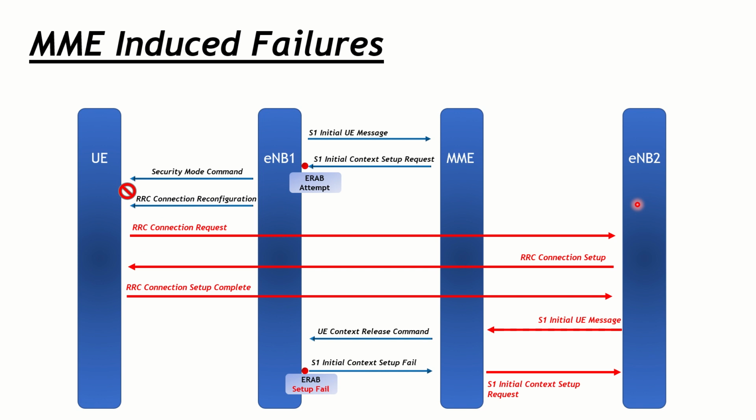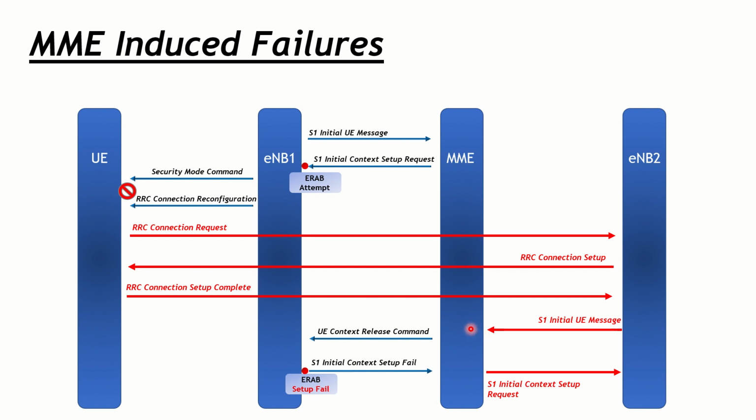Now eNode B2 will start a new RRC setup, just like the call flow we discussed. So once the RRC setup is complete over here, eNode B2 will send an S1 initial UE message for this UE to the MME. Now the MME will read this message, it will read the TMSI of the UE, and it will think that this UE is already undergoing an ERAB setup from eNode B1.